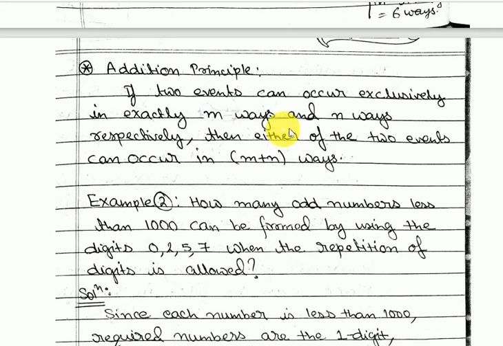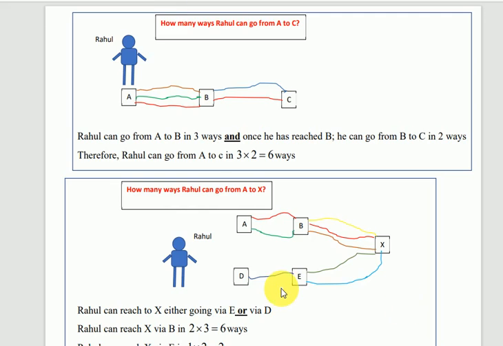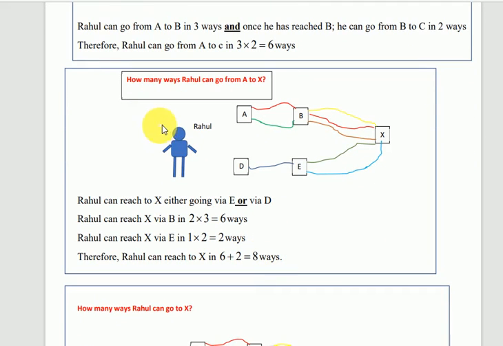So here, if 2 events can occur exclusively in exactly m ways and n ways respectively, then either of the 2 events can occur in m plus n ways. Either means first event or second event. Before I see example 2, let us try to understand this same principle by this example, the second example over here.